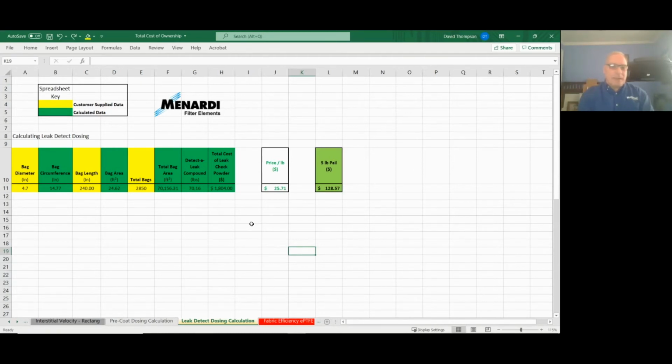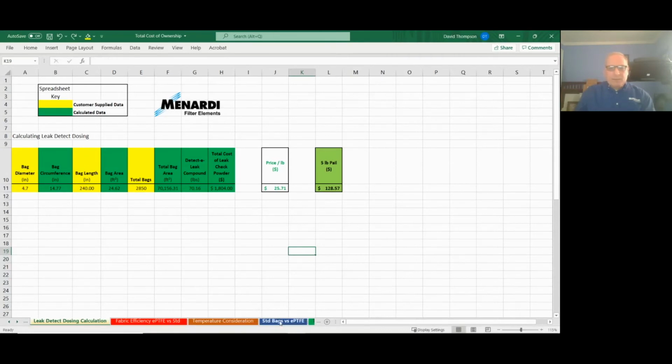Once you backblind the bags, you now have dirt on the clean side of the housing, and it's going to cause problems the entire time those bags are installed. So it's critical that we run a leak check. We calculate leak check and put it into our equation for the total cost of ownership that we talked about at the very beginning.